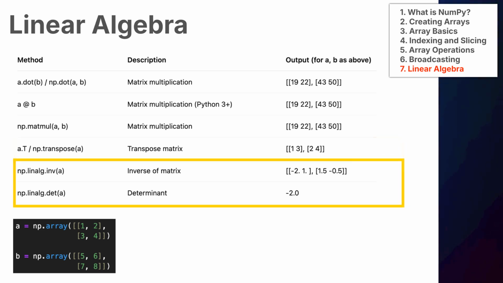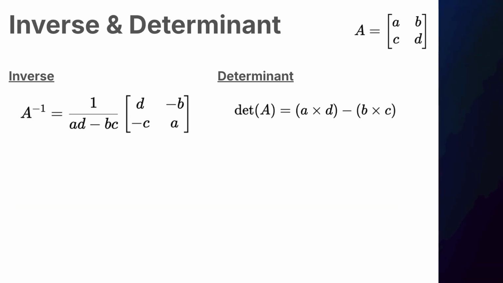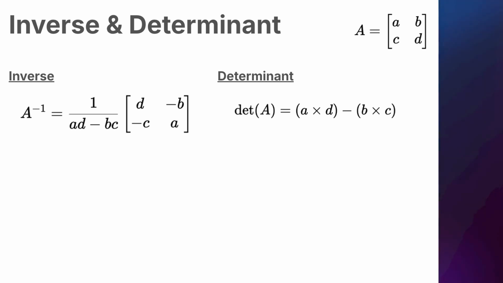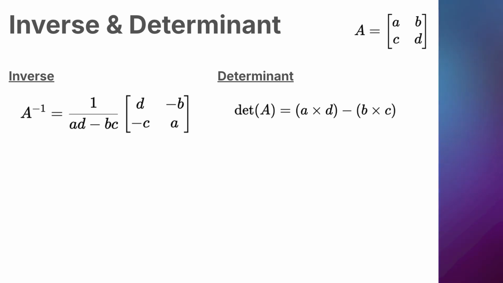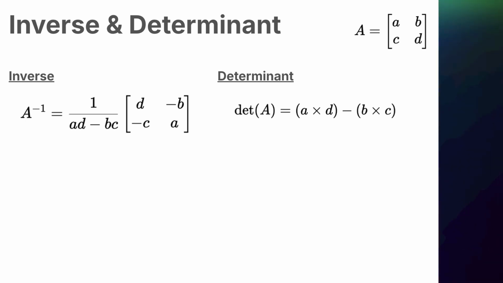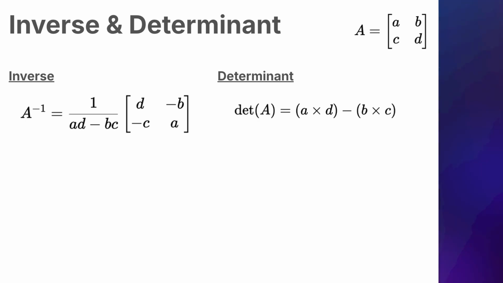The last two are inverse and determinant. What are inverse and determinant? When you're working with 2D arrays, you might want to undo a transformation, solve a system of equations, or check if a matrix can be inverted. That's where the determinant and inverse come in.